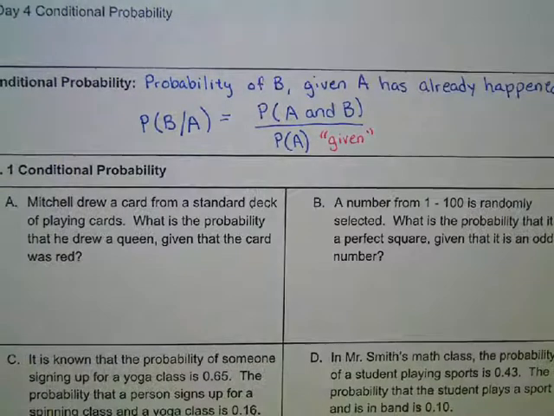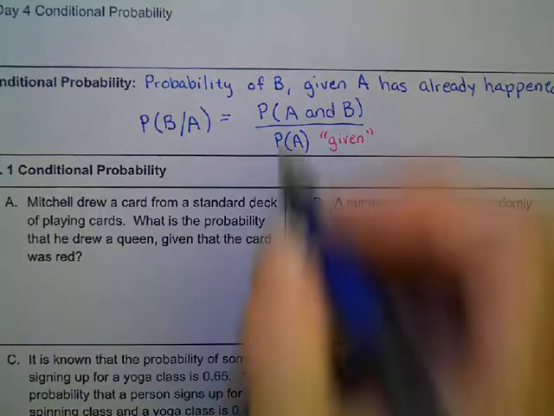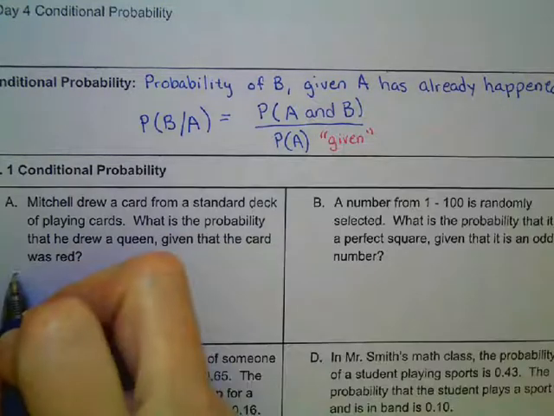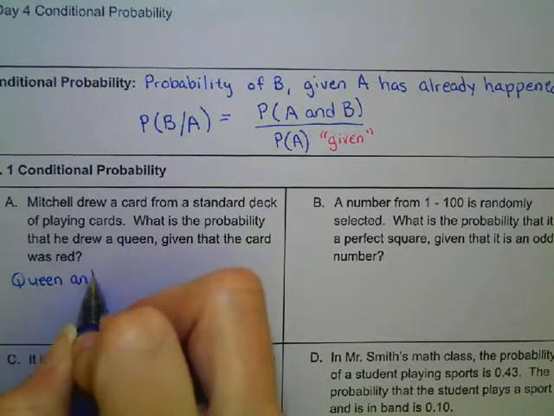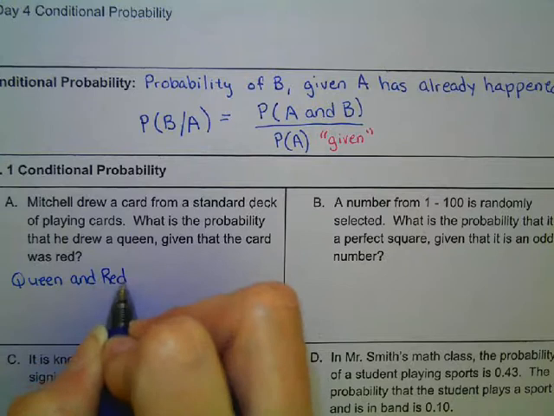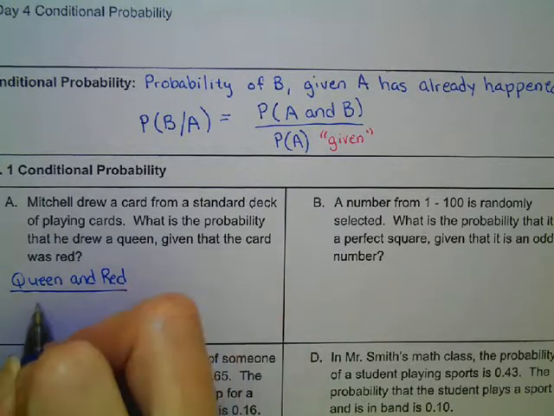So let's look at this. Mitchell drew a card from a standard deck of playing cards. What's the probability he drew a queen given that the card was red? So we're going to start to look at, okay, well, the top would be and, so I'm going to put queen and red on top. And we're going to divide that by how many red there are.